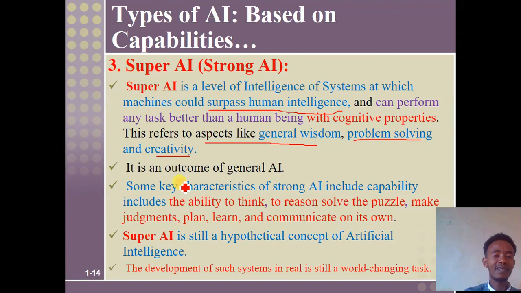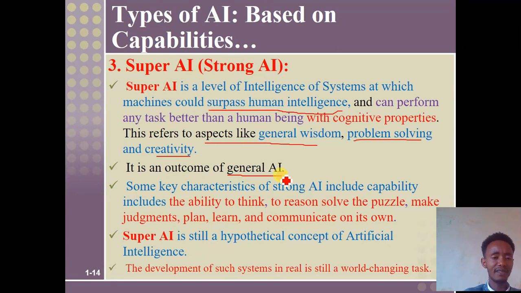So it is the outcome of general artificial intelligence. In general artificial intelligence, they are able to perform any intelligent work like a human being. But in super artificial intelligence, they are expected to surpass the capacity of human beings and perform any task better than a human being.